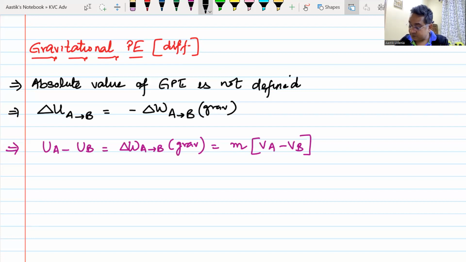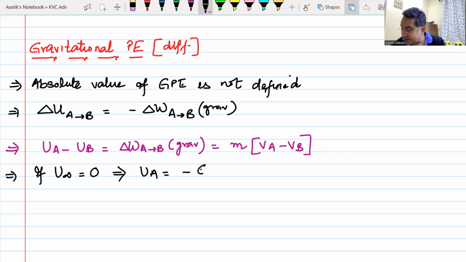Now, if the potential energy at infinity is taken as 0, then we can define the energy at any point. The energy at any point will be equal to the negative of work done. Do we understand this? Yes, sir. So it will be negative of work done in that case.